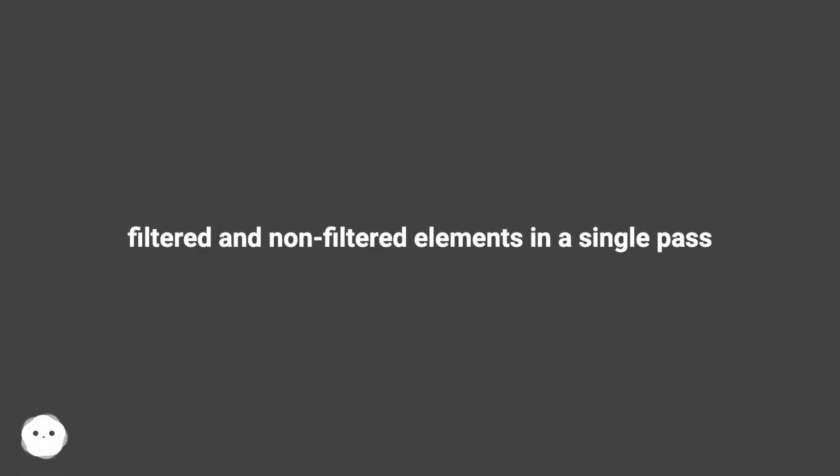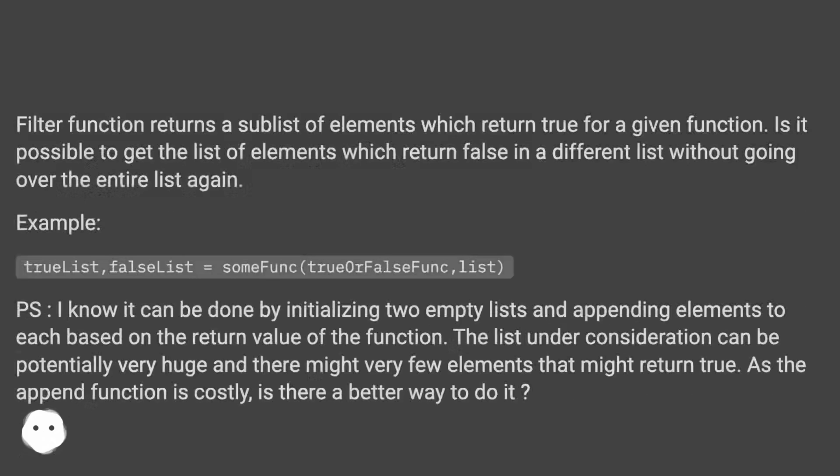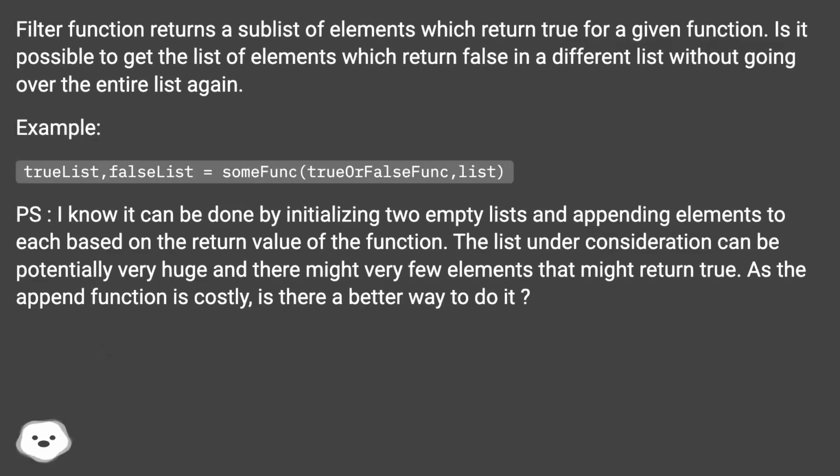Filtered and non-filtered elements in a single pass. Filter function returns a sublist of elements which return true for a given function. Is it possible to get the list of elements which return false in a different list without going over the entire list again? Example: trueList, falseList = SumFunc, true or false func, list.